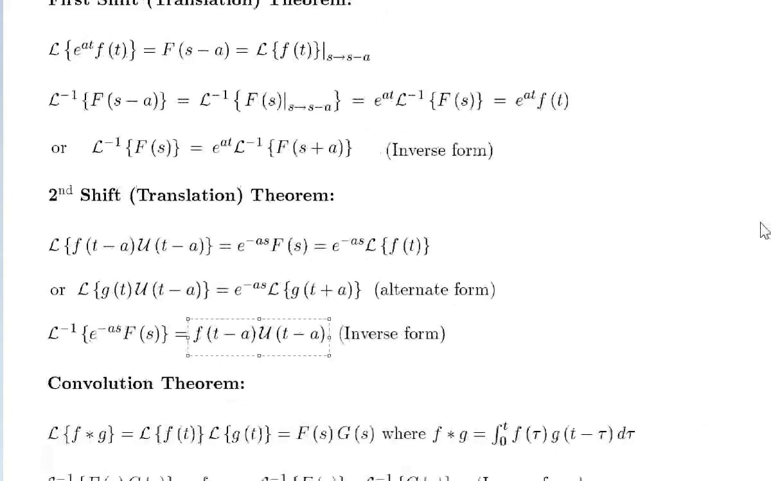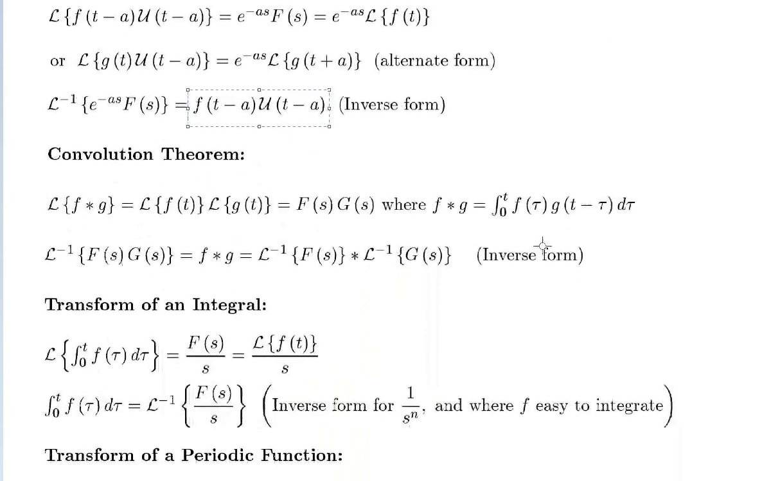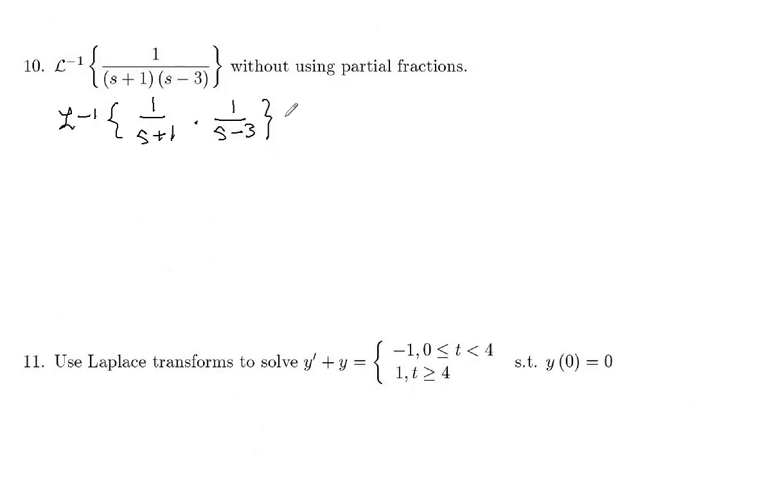So the inverse transform of a product of two functions of s looks like this. And that's going to be the convolution of the inverse transforms of these. So we do the inverse transform of cap F, the inverse transform of cap G, and then the convolution. So it's the inverse transform of the convolution.